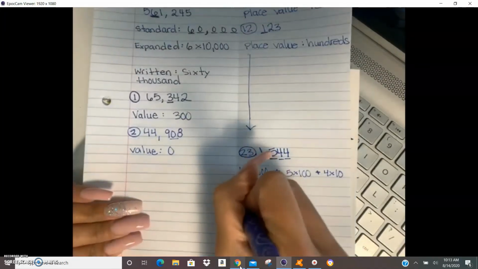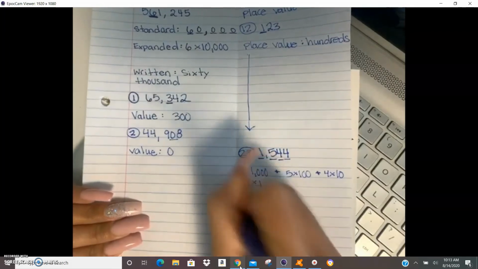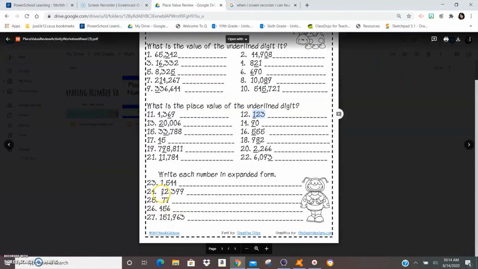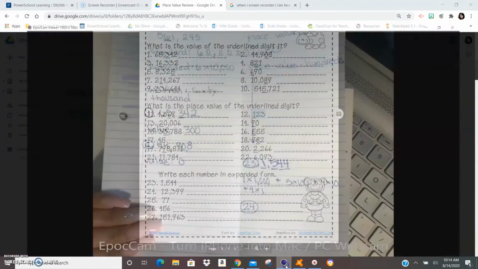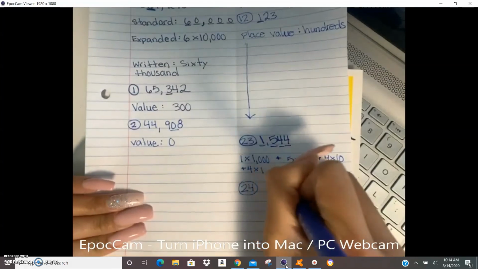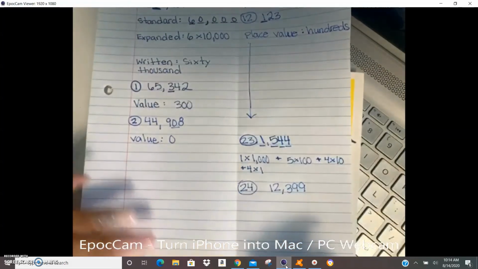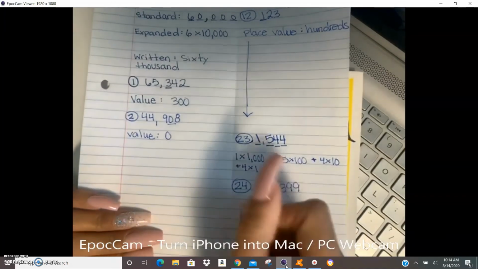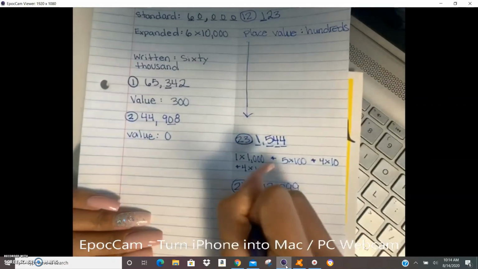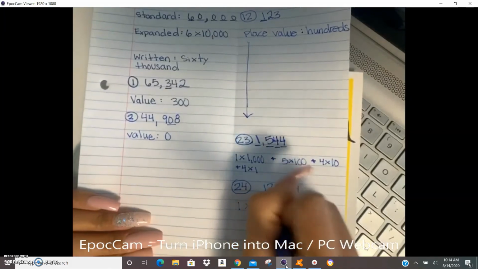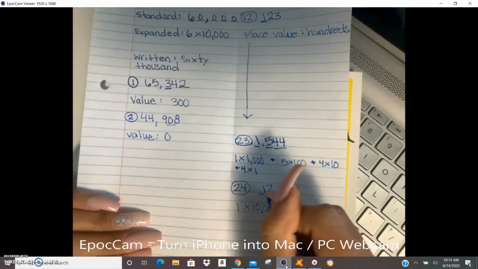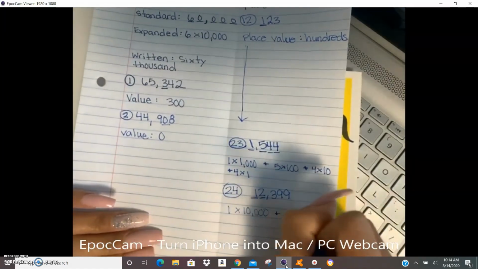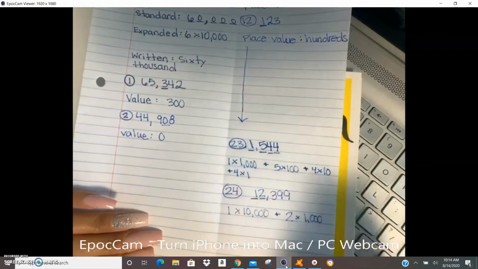Okay, let's do one more. Number 24, 12,399. So I'm going to start here. This is the 10,000s. How many do I have? I have 1 10,000. Okay? Then there's the 1,000s place. How many do I have? Plus sign. I have 2 1,000s.